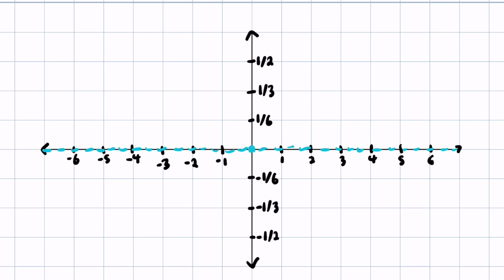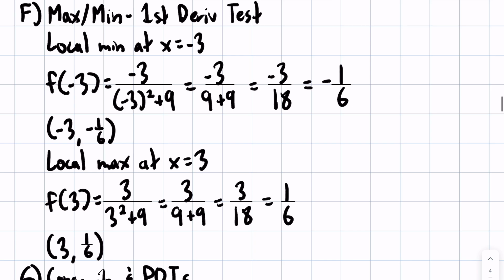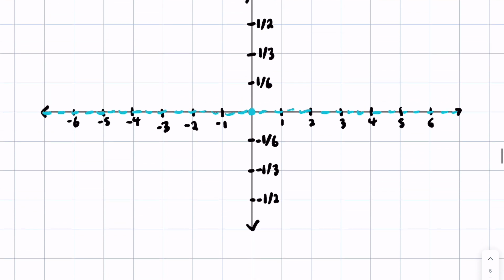Now, we have a maximum and a minimum, right? Our minimum at negative 3, negative 1/6, and our maximum at 3, 1/6. So I'm going to plot those.